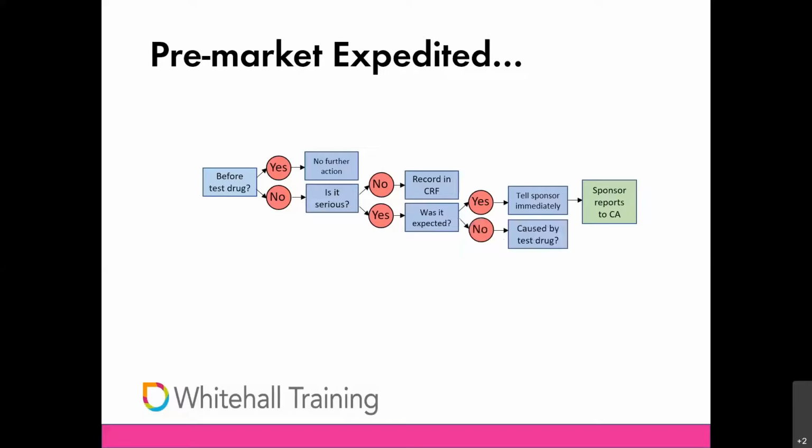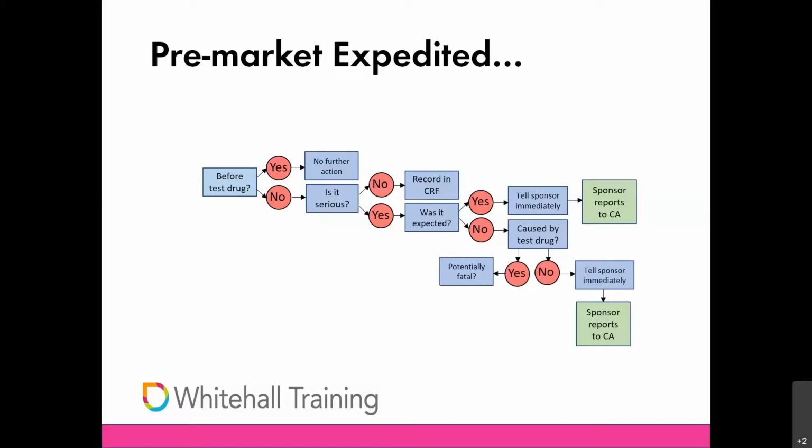If it wasn't expected, was it caused by the test drug in the investigator's opinion? So is there a degree of causality there? No. If the investigator thinks there really wasn't any causality, the sponsor still needs to be told, and they still need to report it to the competent authority. But if they believe it was caused by the test drug, the next question is, how serious is it? Is it potentially fatal? Also, all of the other things I mentioned that count as serious are in there as well. So did it cause hospitalization for over 24 hours, etc., etc.